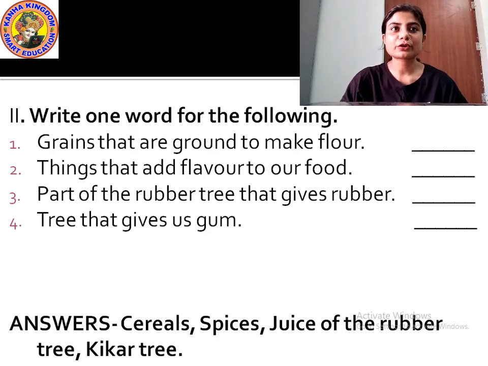Now comes question number 2. Write one word for the following. You have to write one word for the following. Okay. Then number 1. Grains that are ground to make flour. What are the grains called that is ground to make flour? The atta, the flour that you eat. What are they called? They are called as cereals. C-E-R-E-A-L-S. Cereals. The grains that are ground to make flour are called as cereals.